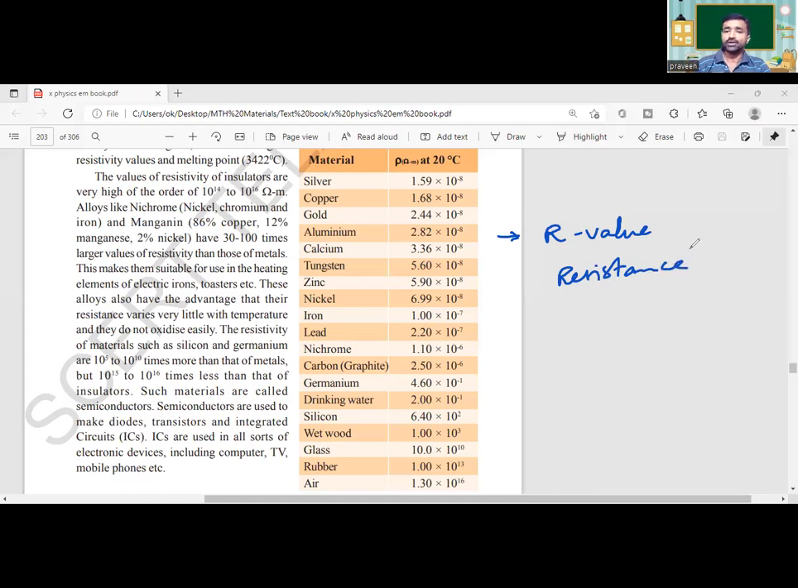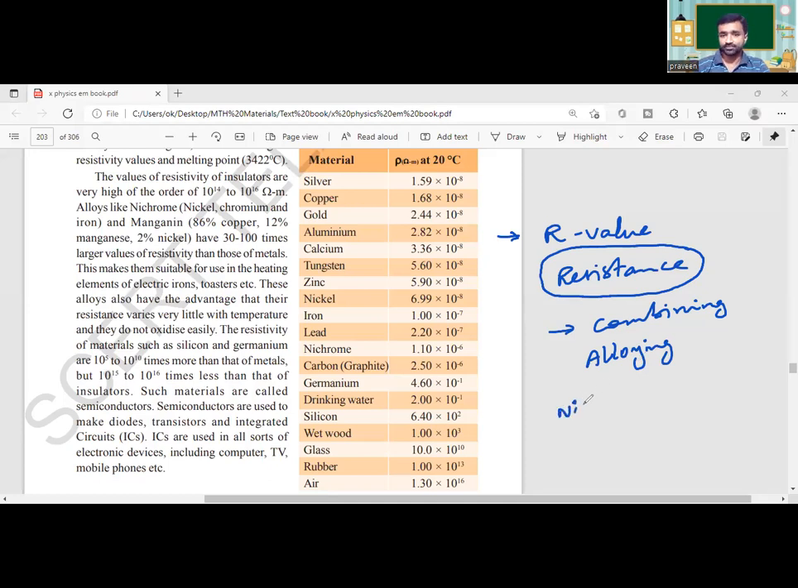To manufacture a wire having a particular resistance, you combine different materials. A combination of different metals, rather than only one substance, is called alloying. Alloying is a process in which you combine metals in different ratios. For example, nichrome is given.